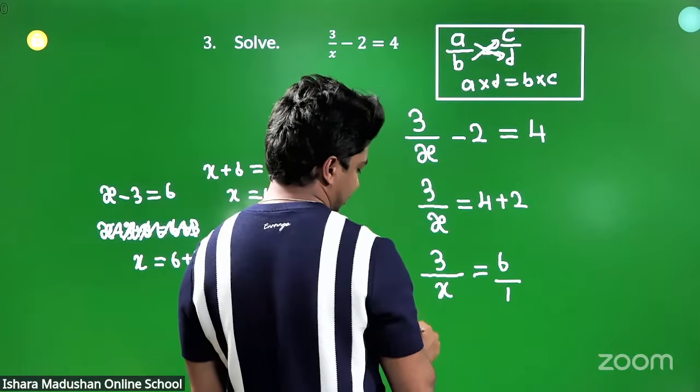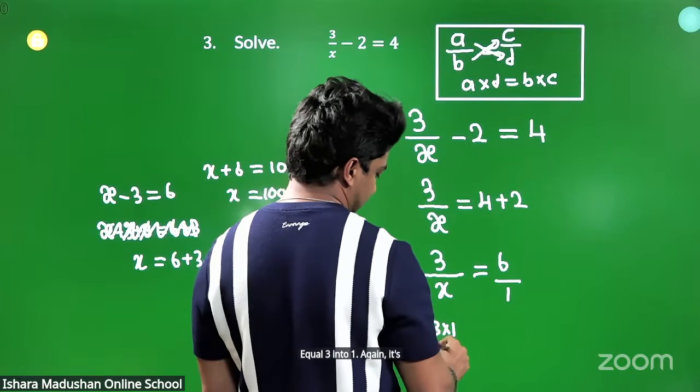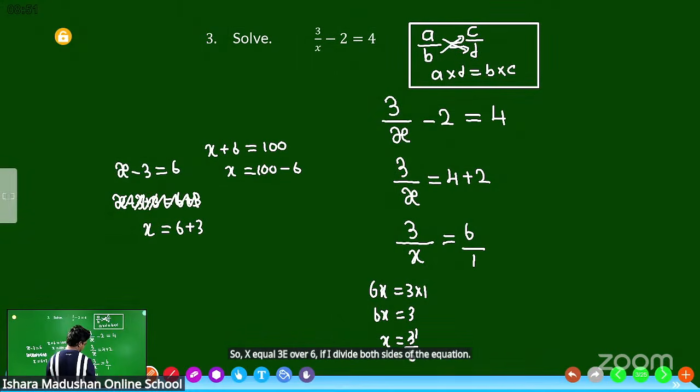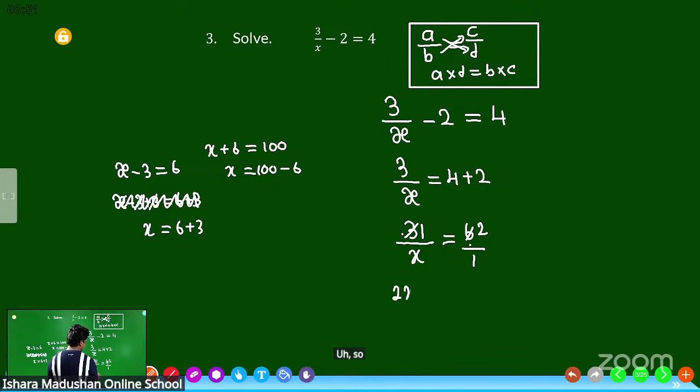6 into x equal 3 into 1. Again 6x equal 3. So x equal 3 over 6 if I divide both sides of the equation. So x equal 1 over 2. But here you can do it in a shorter way. Look, here there is 3 and there is 6. I divide both sides of the equation by 3. How many 3s for 3? 1. How many 3s for 6? 2. So x into 2, 2x equal 1 into 1, 1. Right? So if I divide both sides of the equation by 2, so x equal half.